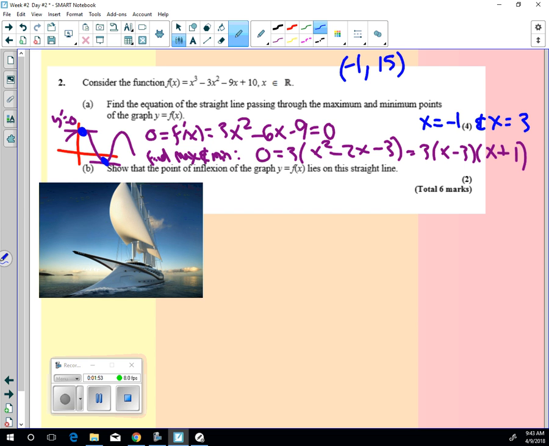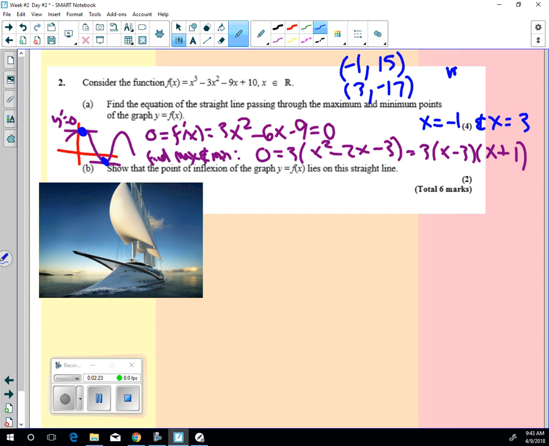The other one is going to be 3, a little bit more difficult. 27 minus 27, well, that's nice. And then it's going to be negative 27 plus 10 is negative 17. Anybody second that one? 17. Good. All right. What good are those 2 points? Yeah, all we need are those 2.